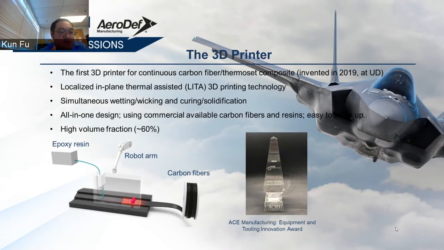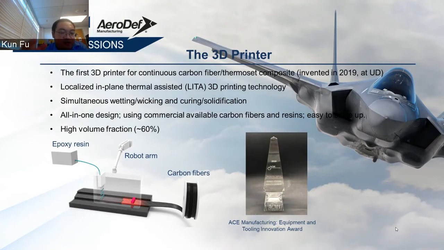So in this slide, you will see that in 2019 my lab invented the world's first 3D printer for continuous carbon fiber and thermoset composites. And we named this technology LITA, because it is based on localized implant thermal assisted 3D printing technology. So this is actually a pretty new technology. It's based on new knowledge developed in my lab. And in this technology, we can achieve simultaneous wetting, wicking, and curing. So everything we put together.